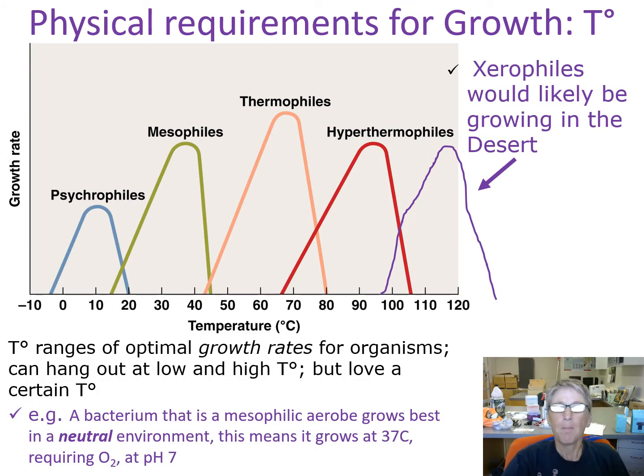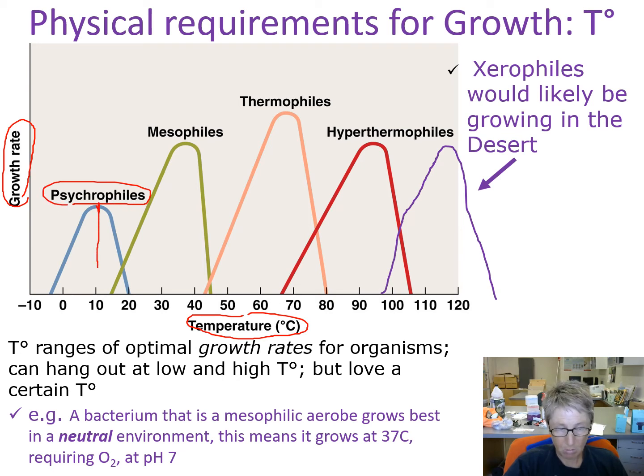All right, so this is a cartoon. It's got the growth rate on the y-axis again, the temperature on the x-axis. And you can see these different categories of microbes growing at their optimal temperature. So for these guys, psychrophiles, for example, you take the optimum growth rate, which is down here, and then you go, I don't know, it's about 10 degrees C.